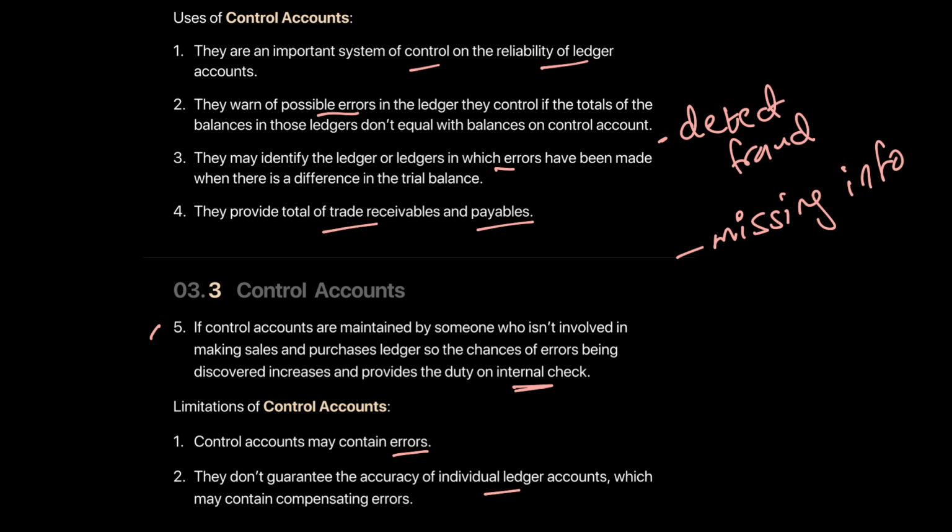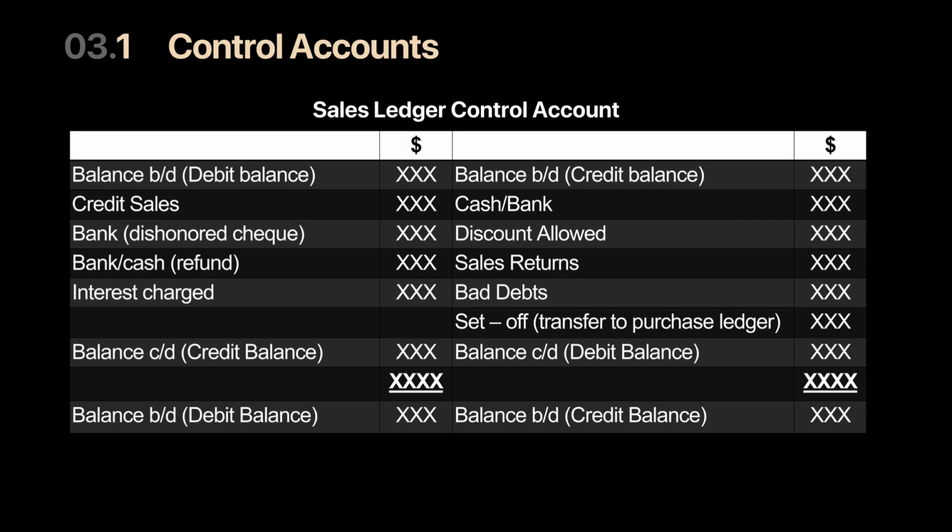Just to summarize, the reason why we draw control accounts in the first place is that they will help you verify the total balances in the list of trade receivable and trade payable. So it's one account, or a master total account, drawn to calculate total trade receivable and trade payable. So let's first understand how a sales ledger control account, or a total trade receivable account, should look like, and how a purchase ledger control account, or a total trade payable account, should look like.